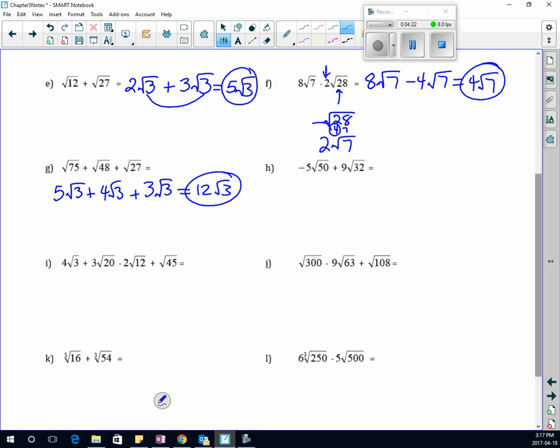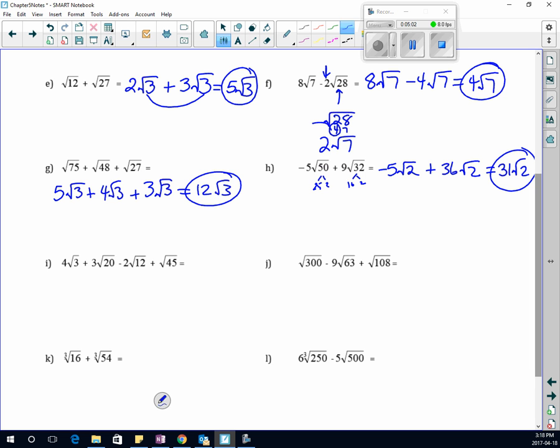Next one. Again, the 50, you can take out a 25. It's 25 times 2. When the 25 comes out, it's a 5. There's already a 5 already there, so we need to multiply it, and we get negative 5 root 2. 32, that's a 16 times 2. When the 16 comes out, it's a 4, and there was a 9 already there, so now I need to multiply the 4 times the 9, and I get 36 root 2. And what do I get as my final answer? That would be 36 subtract 5, which is what? 31 root 2.